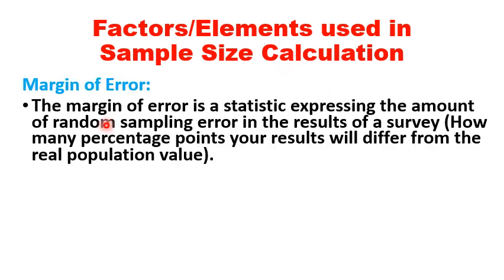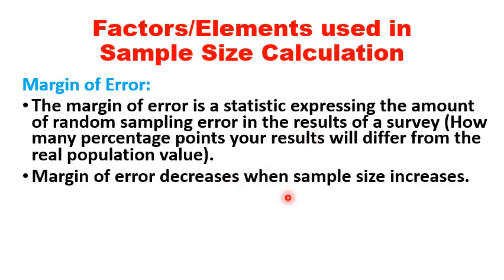Factors or elements used in sample size calculation. First one, margin of error. The margin of error is a statistic expressing the amount of random sampling error in the results of a survey. That means how many percentage points your result will differ from the real population value. So it is the amount of random sampling error in the results of a survey. The margin of error decreases when sample size increases.